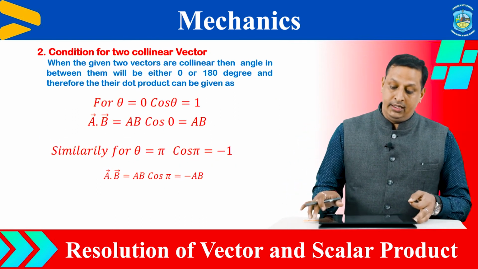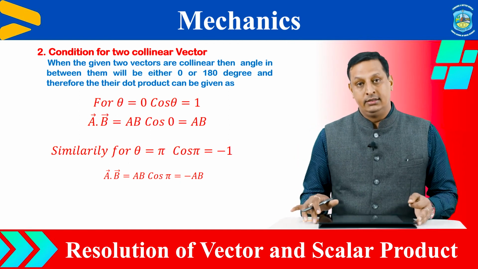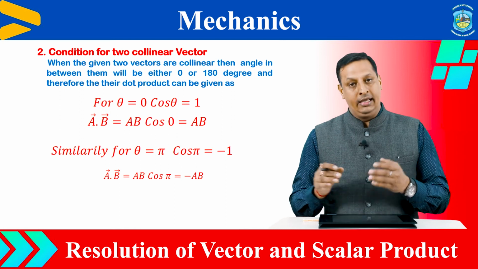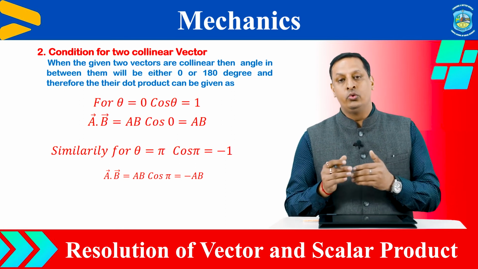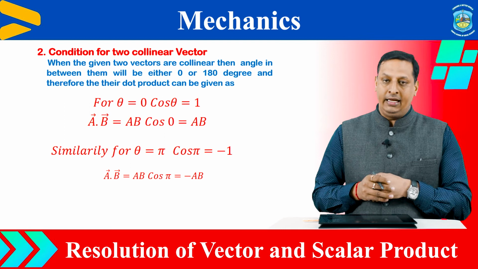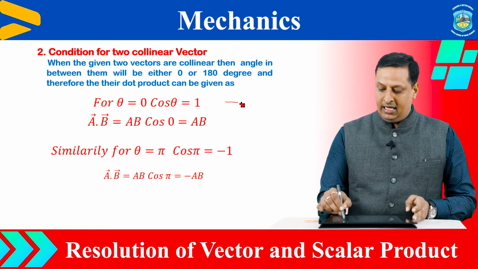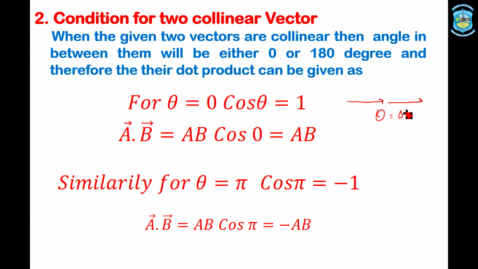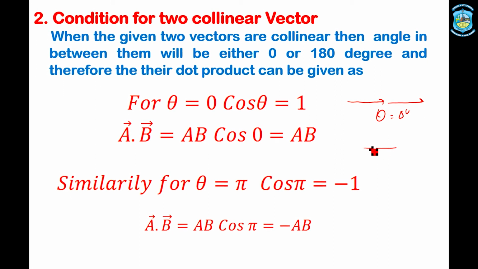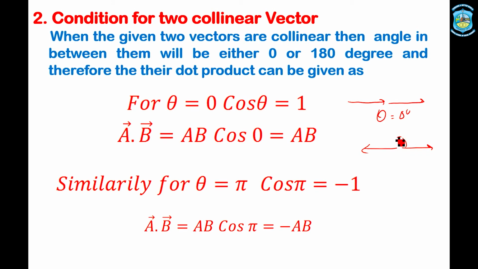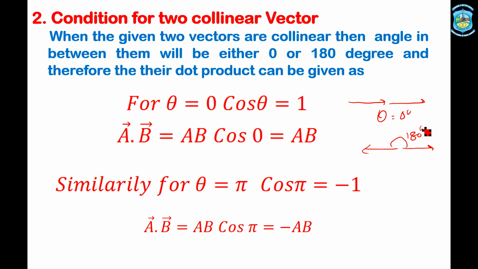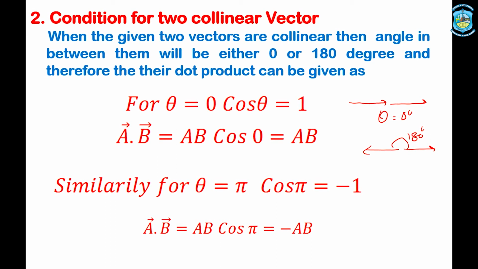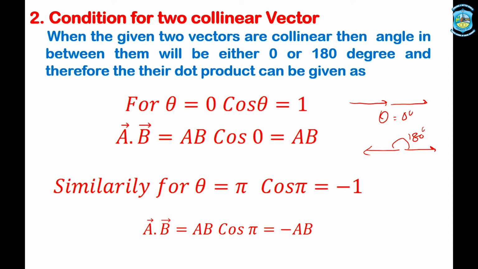Next one is the condition for two collinear vectors. Two vectors are said to be collinear if they are acting along a line. Now, here also there are two cases. If they are acting along a line, they might be acting in the same direction, meaning they are forming an angle of 0 degrees with each other, or they might be acting just opposite to each other, meaning they are forming an angle of 180 degrees with their directions. Here we have taken both the cases.